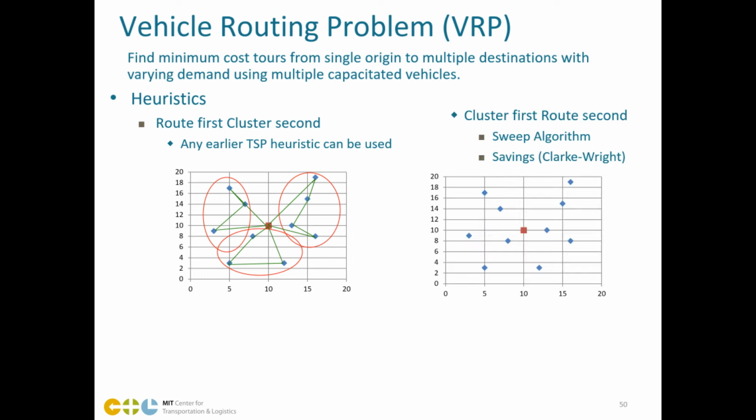Now what we're going to focus on is the second category, cluster first, route second. And we're going to do two different algorithms here. And so essentially here what you do is first you see which nodes does it make sense to pair together. And then once I have those clusters formed, I look for the route within each one of the clusters. I solve a little traveling salesman problem. So we'll do two algorithms here, the sweep algorithm and then the savings or the Clark-Wright algorithm. And then we'll show how those compare.